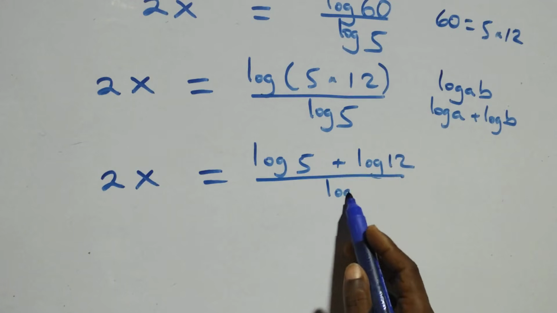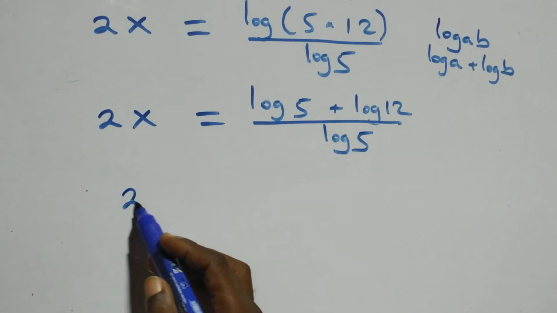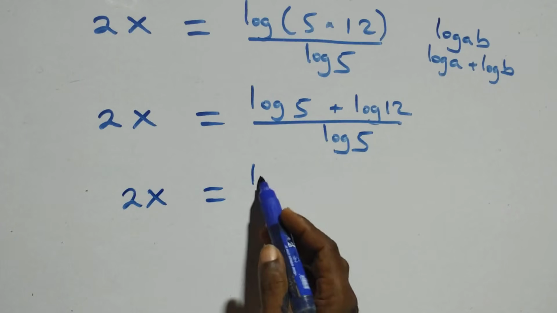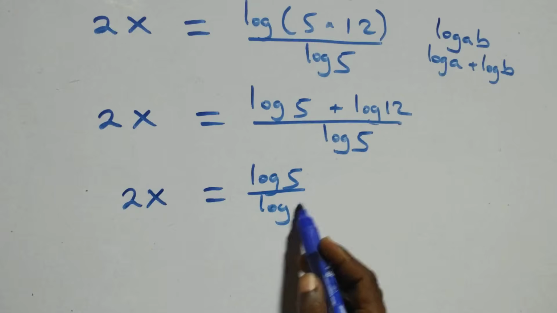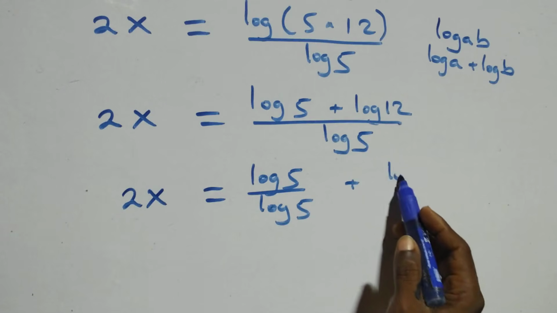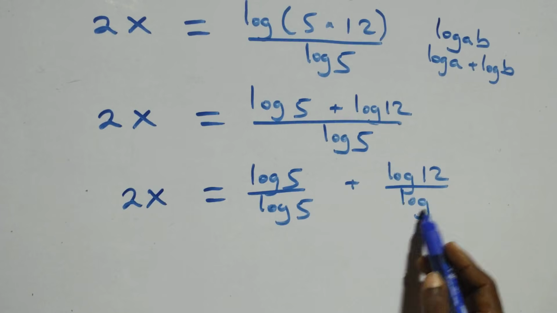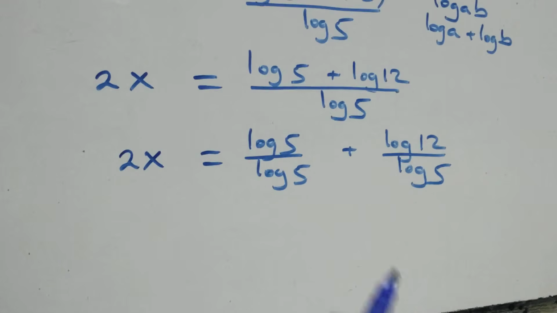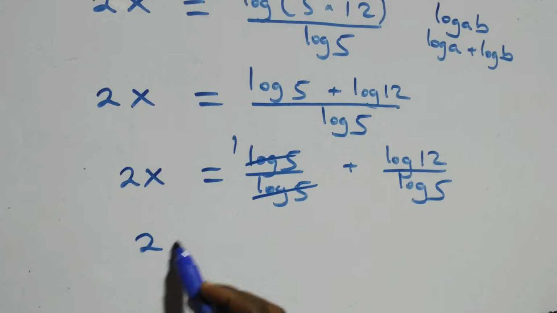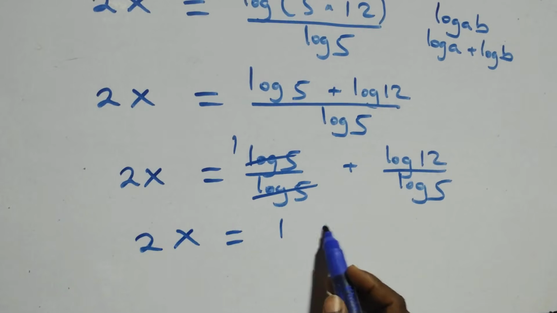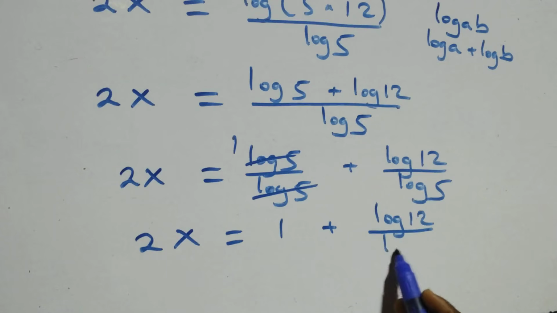over log 5. Then we separate this into two fractions and this becomes 2x equals log 5 over log 5 plus log 12 over log 5. Then here, log 5 cancelled each other, one left here, which implies 2x equals 1 plus log 12 over log 5.